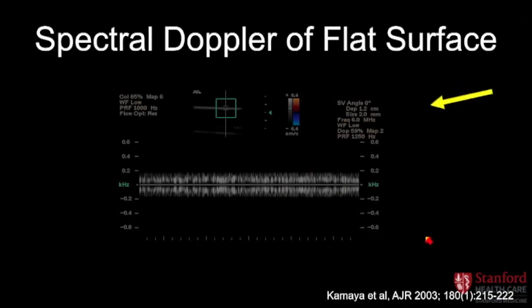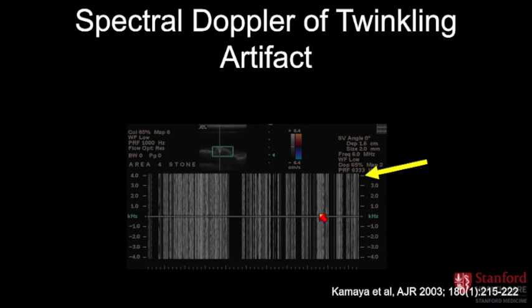Okay, so this is what clock phase jitter looks like. In this example, this is an image from a paper that I wrote a long time ago looking at twinkling artifact, and we used a pipette holder to image a flat surface. You get this clock phase jitter if you image even just a flat, non-living surface. That gets amplified with twinkling artifact, and so with twinkling artifact, you get this broad-banded spectrum that fills the whole spectrum symmetrically above and below baseline. So that's what twinkling artifact looks like on spectral Doppler.